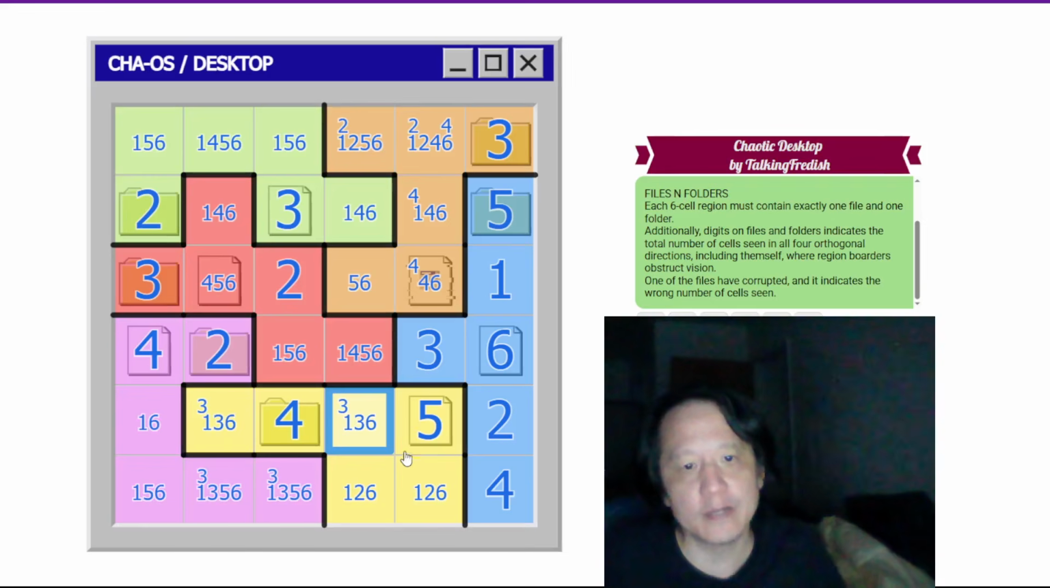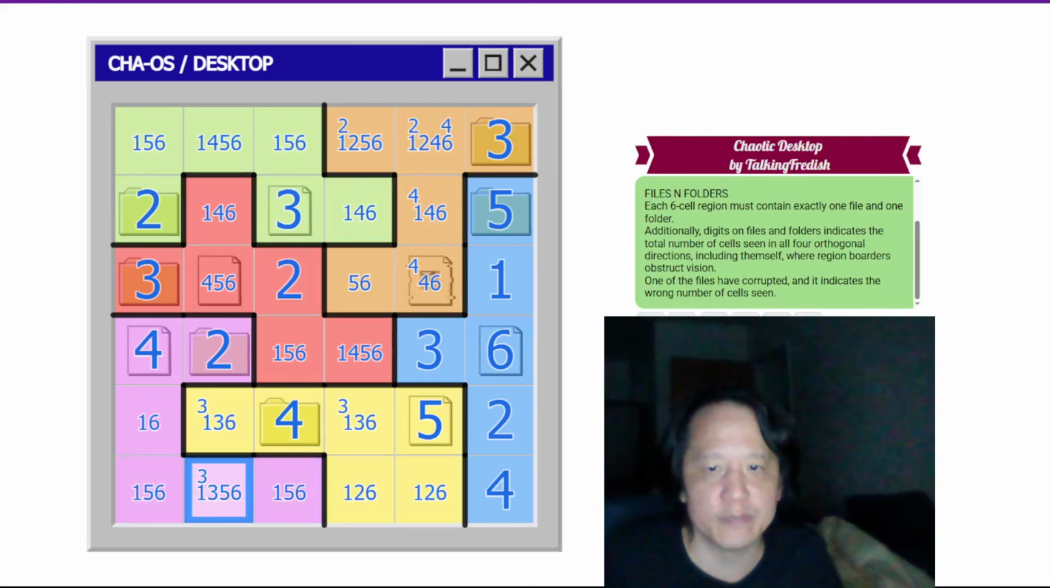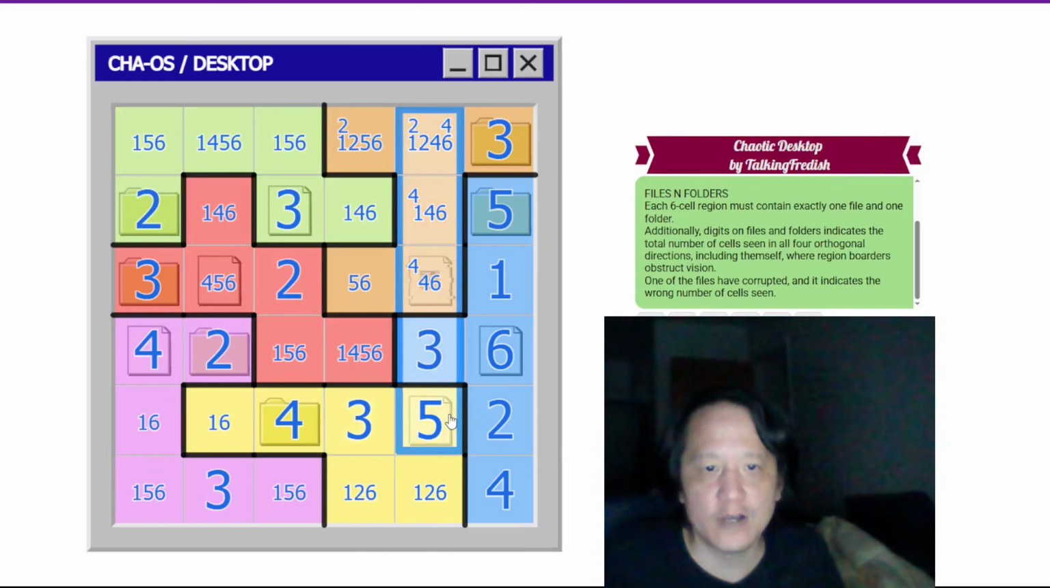2 cannot be here. 3 eliminates 3 here. Where's 3 in the pink region? It must be here. That eliminates 3 here. Where's 3 in the yellow region? It must be here. 5 means this can't be 5. One of these 2 is a 5. That eliminates 5 here.